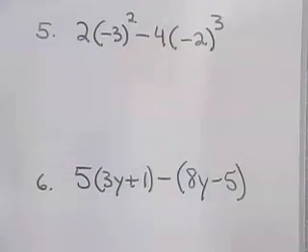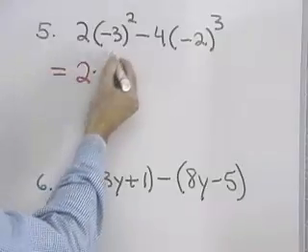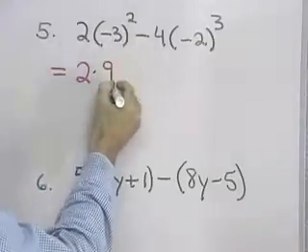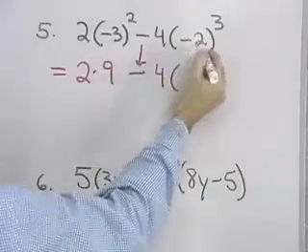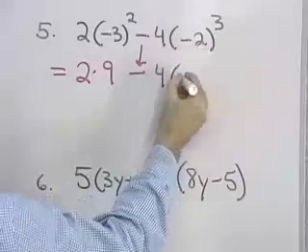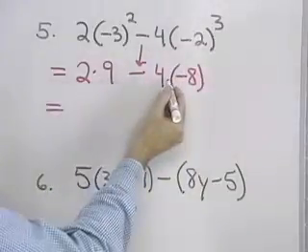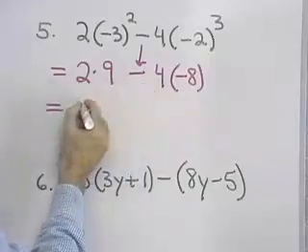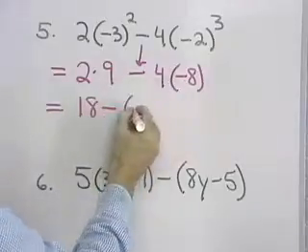Here's another problem. Here I have some exponents. The rule for order of operation tells me I want to simplify the exponents first. I'll do that. 2 times -3 squared will be +9. Subtract 4 times -2 to the third power will be -2 times -2 times -2, which will be -8. Now I have multiplication here and here. I'll multiply before I subtract. 2 times 9 is 18. Subtract 4 times -8, -32.